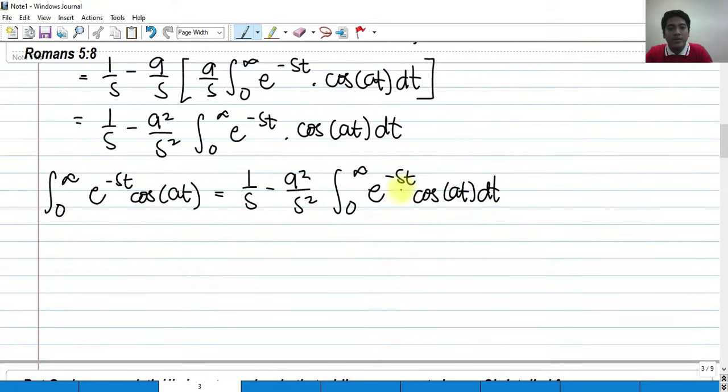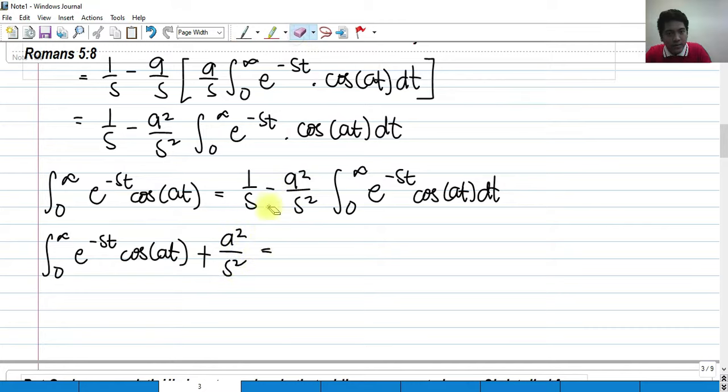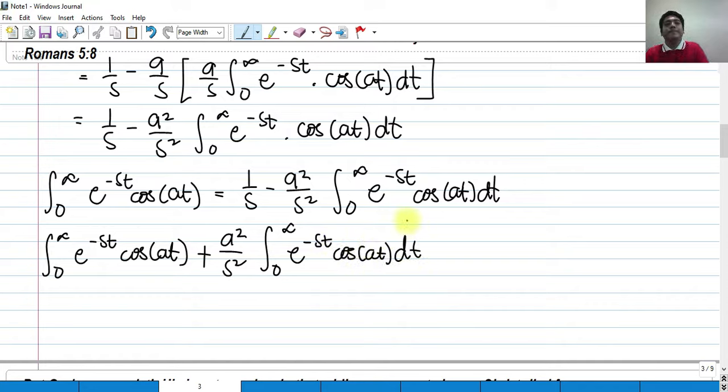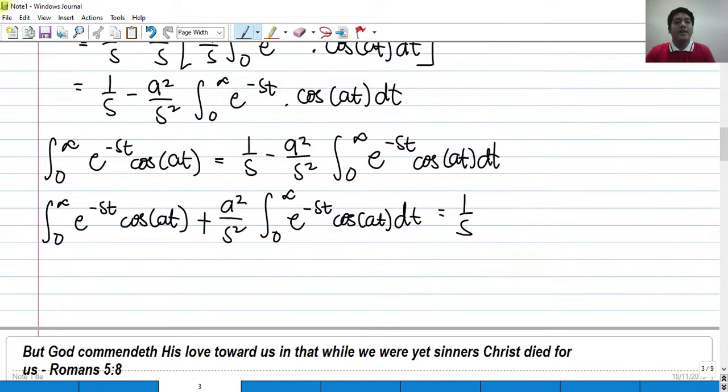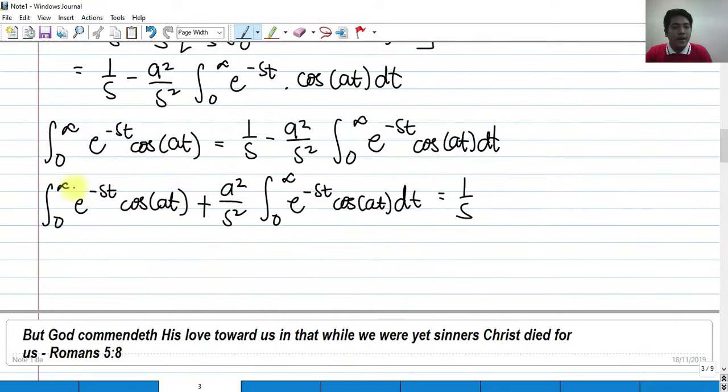So what are we going to do in order to eliminate this? We transpose this term onto the left side. So we have the integral from 0 to infinity of e raised to negative st cosine of at dt, plus, this becomes a plus, a squared over s squared multiplied by the integral from 0 to infinity of e raised to negative st cosine of at dt, is now equal to 1 over s. As you can see here, we can factor out this term because it's common to the two terms.